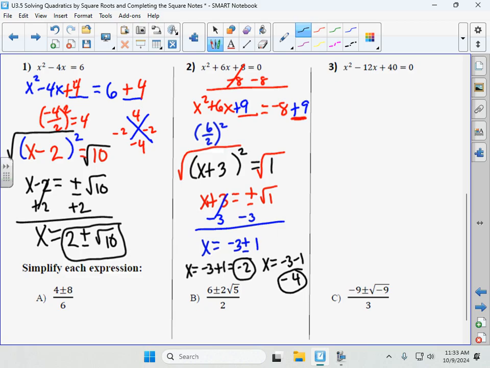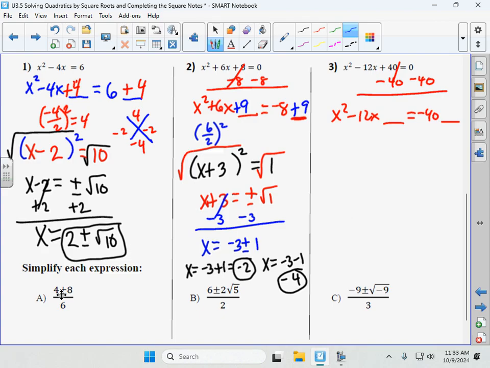All right, and then question 3. Again, we have the old c value in there, which is positive 40, so we're going to subtract that 40 over to the right side. X squared minus 12x, leave a space, equals negative 40, leave a space.